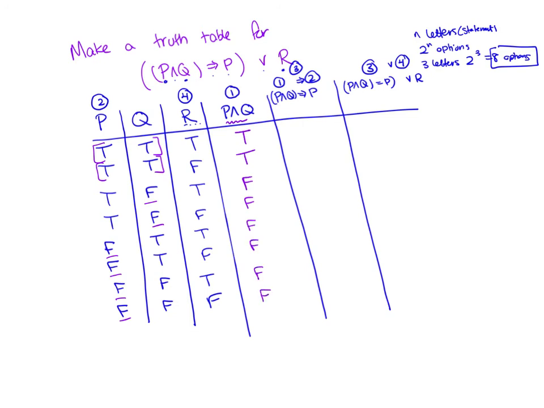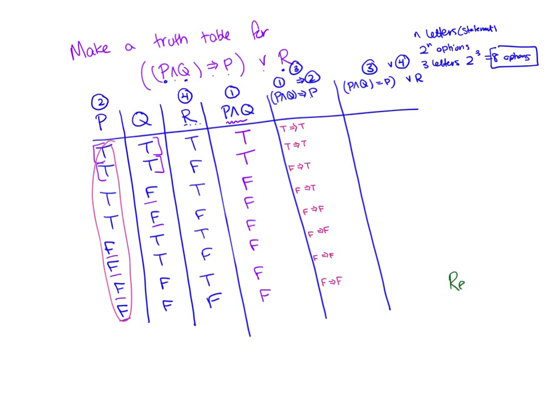Now, for P and Q implies P, I need to look at my P and Q. So I'm just going to go ahead and write this really small in here. This is not the value for that. This is just our helper, our scratch work. And that needs to imply, and then I'm going to copy the P entry down. True, true, true, true, false, false, false, false.